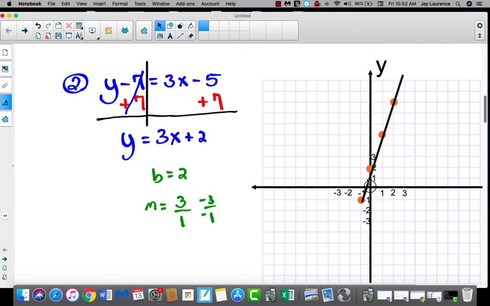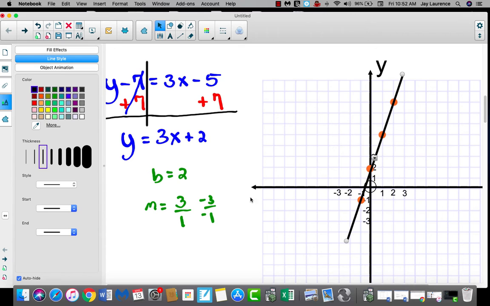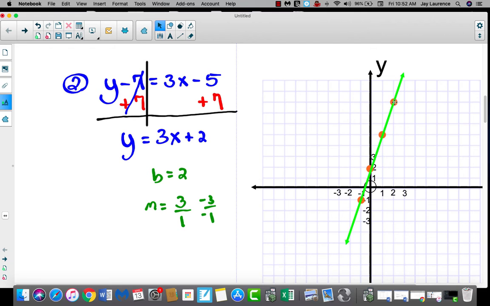So remember, I don't just play connect the dots. I'm drawing a line. The line should take up a good portion of the graph. It should extend very long because it goes forever, and it needs arrowheads to show the reader that it does go forever. We're not doing connect the dots.